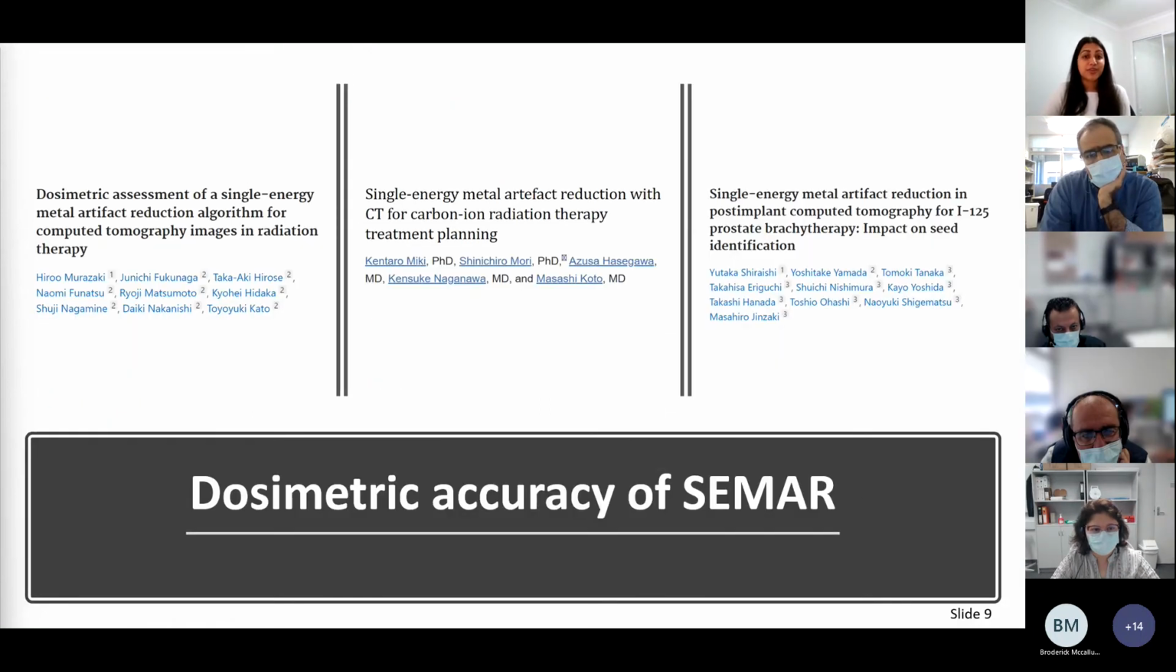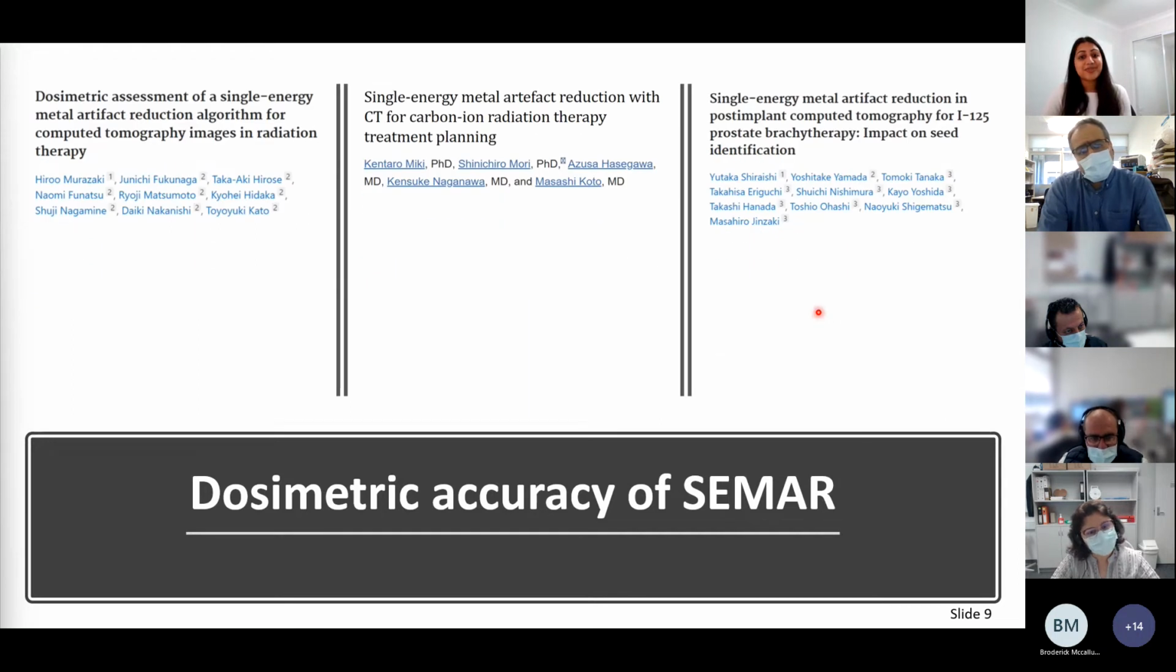But the dosimetric accuracy of SEMAR was studied only 3 times. Once in EBRT by Murasaki et al. using unilateral and bilateral metal inserts, and once in carbon ion radiotherapy by Mickey et al. using an anthropomorphic head phantom with metal screws and patient data, and once in brachytherapy by Shirashi et al. for iodine 125 seed identification for prostate brachy.